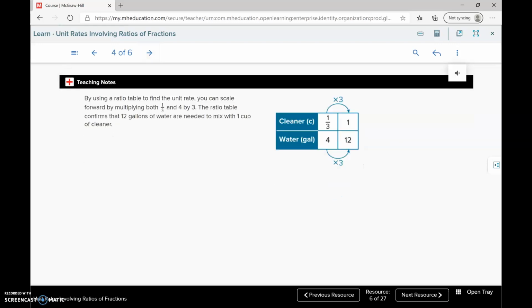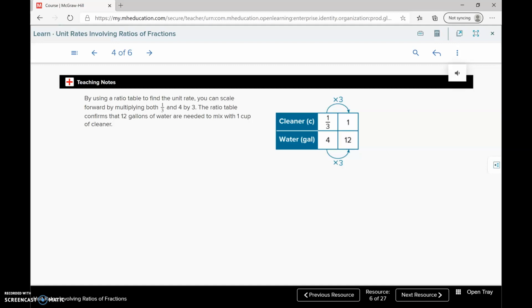I can also use a ratio table. A ratio table also uses scaling. The top row represents the number of gallons of water. The bottom row represents the number of cups of cleaner. Because 1/3 times 3 equals 1, remember that whole reciprocal fraction that we have to multiply by to get to 1? 3 is 3 over 1, so 1/3 times 3 over 1 equals 1.